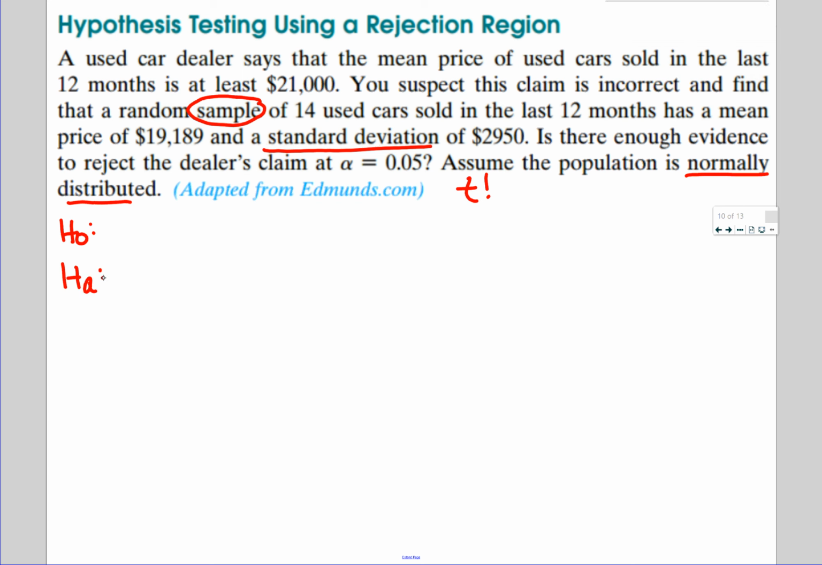All right, let's write the null and the alternative hypothesis. So the claim that's being made is the used car dealer says that the mean price of cars sold in the last 12 months is at least $21,000. Is that a null or alternative hypothesis? If it's at least, yep, it's going to be the null. And what's the inequality symbol that I'm going to use? Less than, greater than, equal to. What would at least become?